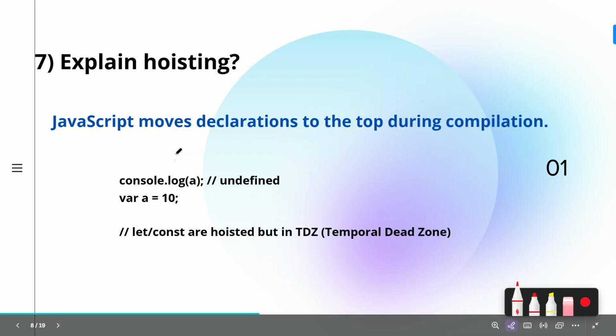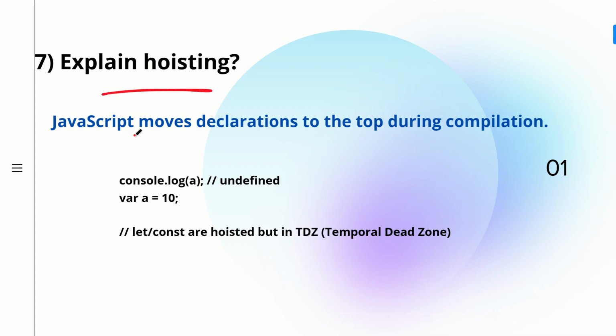Now our seventh question is explain hoisting. So what is hoisting? Hoisting is nothing but JavaScript moves the declaration of the variable or of the function to the top of their scope during compilation. So let us see an example.